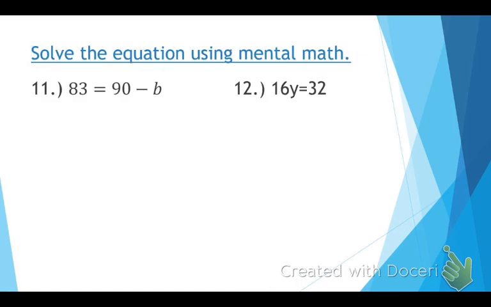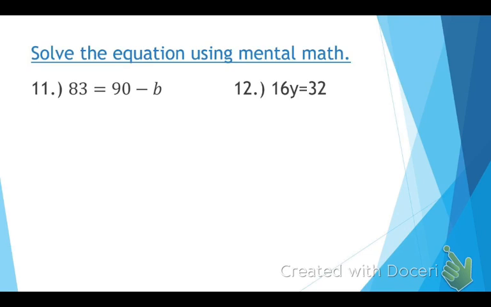11 and 12 say solve the equation using mental math. Remember, we like the idea of mental math because it means this is the one problem you don't have to show me any work. Mentally means it's done in your head. So this says 83 equals 90 minus b. Whenever you see a variable there, you're going to substitute it for what number. So 90 minus what number equals 83? Is there anyone who thinks they know the answer to it? What do you think?